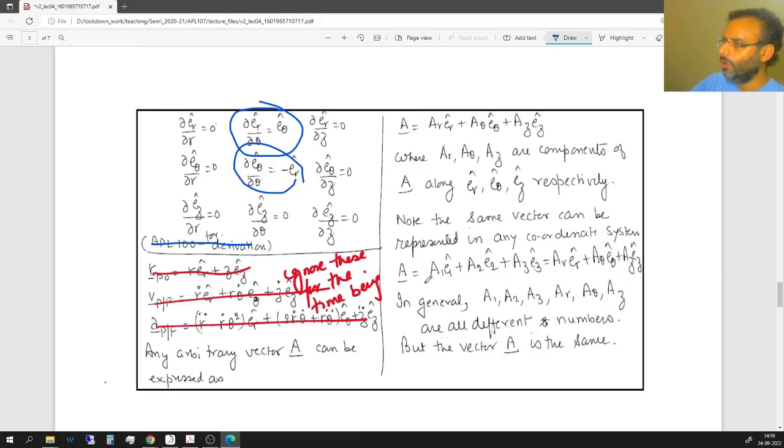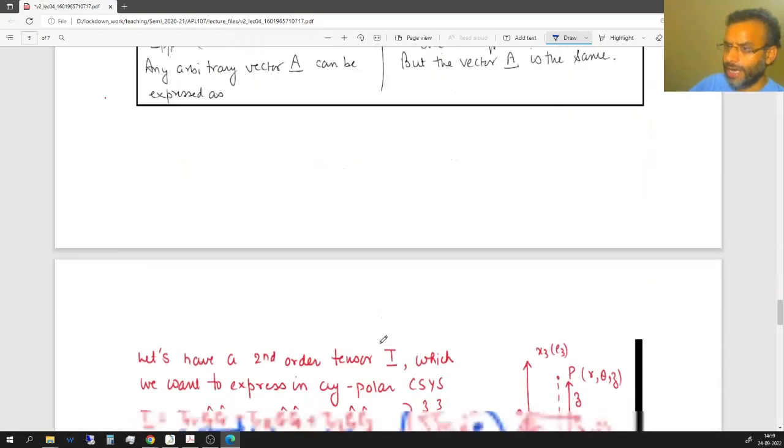That whole thing is A, and that A is again equal to the full expression of the vector in the cylindrical polar coordinate system as well. However, in general, A1, A2, A3 and AR, A theta, and AZ will be all different numbers. But the vector A remains the same. That is what should be kept in mind. The vector A itself is invariant.